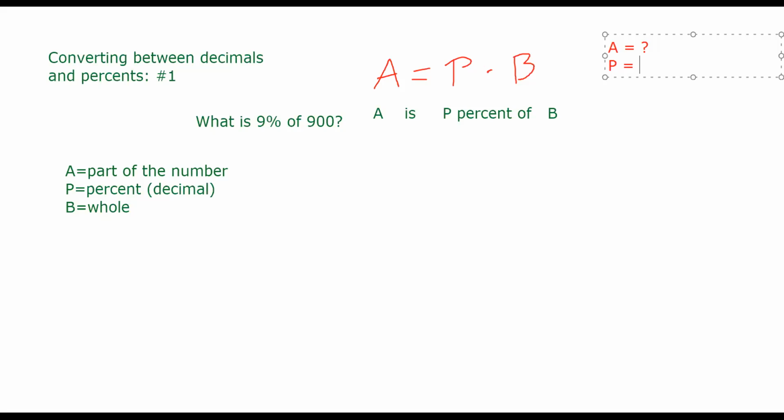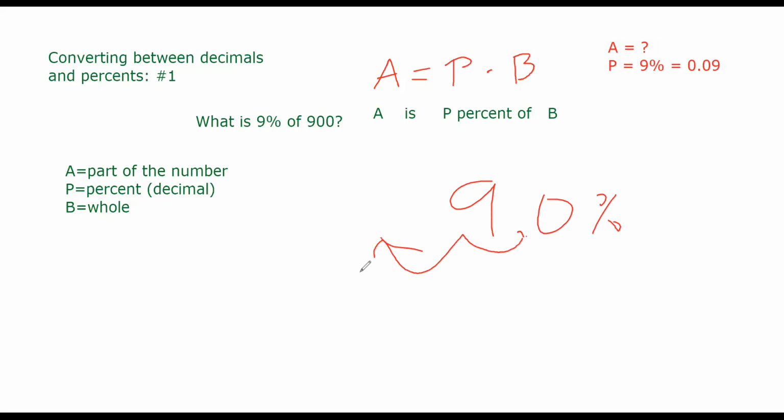P is going to be the percent. Now it's 9%, but remember, 0.09, because remember, we have to write it as a decimal. You would move it 2 places to the left to get it into decimal form.